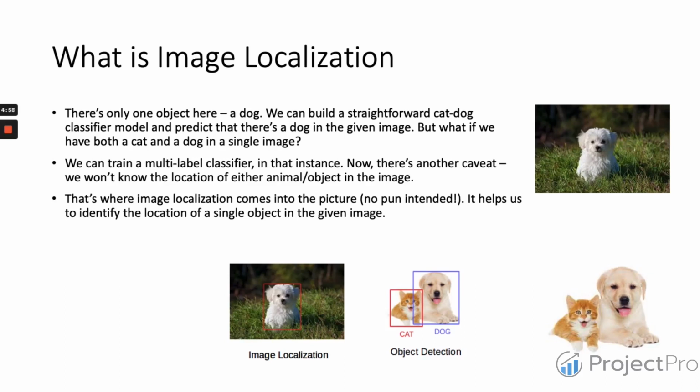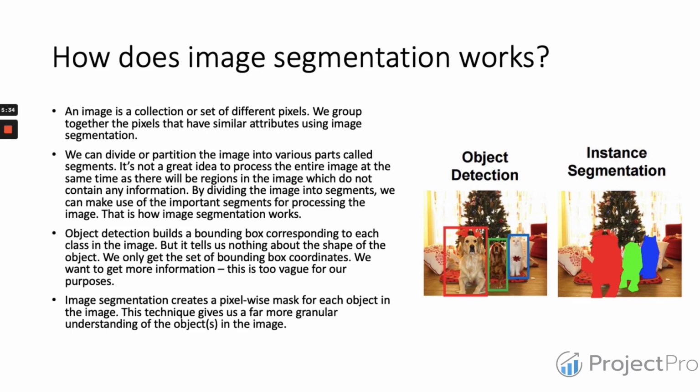That is where the concept of image localization comes into the picture. It helps us identify the location of a single object inside a given picture. So if we have identified where this particular object lies within the image, then we will easily be able to tell that this is where the dog lies, and eventually, moving on to our fire use case, we will be able to tell where in this picture the fire is located.